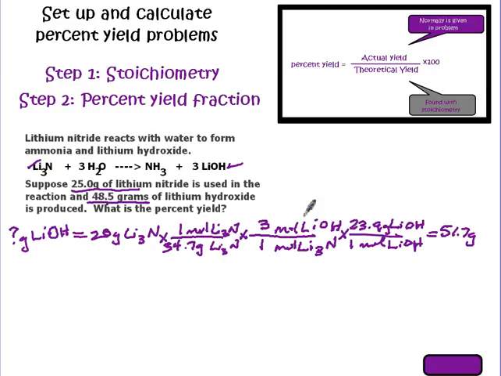So the next stage to this problem is I need to take my actual yield and divide it by my theoretical yield. This is the ratio that we're looking for. So on the top, I'm going to put what I actually got, this comes from the problem, the 48.5. And then on the bottom down here, I'm going to put my theoretical amount. That's the 51.7. I'm going to multiply it by 100 so I can make it a percent. Percent means out of 100. And when I do that, I find out that it's 93.8%.